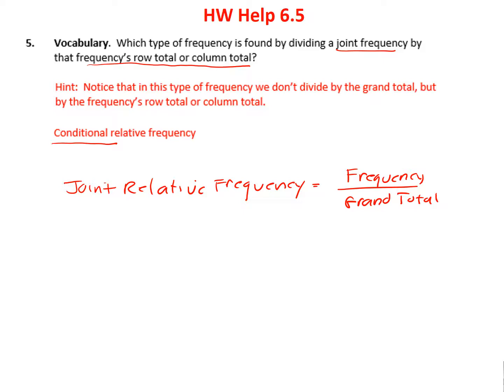It's usually, you look for the condition when it says "given that." Condition implies either one row or one column. And so when you have a conditional frequency, you're going to take your frequency and divide it by that row total or that column total.